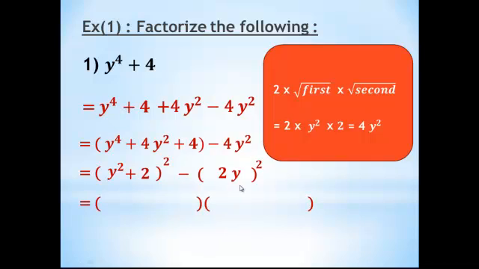So to factorize it, the root of the first term is y power 2 plus 2, and the root of the second term is 2y, and one bracket will have plus and the other will have minus.